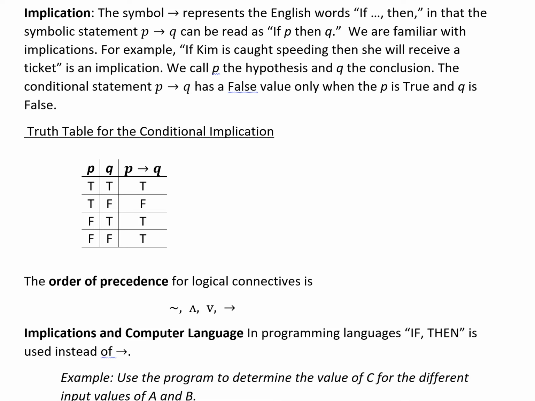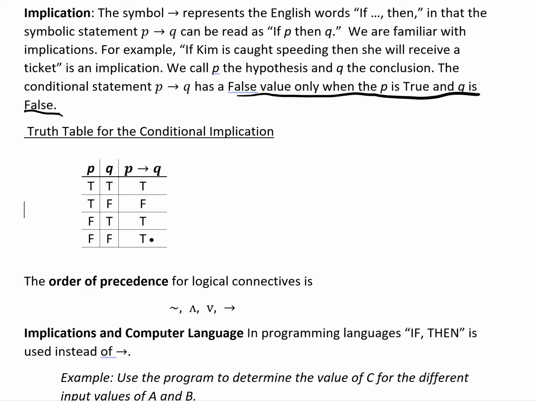In the truth table, we have our standard P and Q columns. In the first row for P implies Q, if P is true and Q is true, then we have true. If P is true and Q is false, then we have a false statement, because we only have a false value when P is true and Q is false. In the third row, P is false and Q is true. We automatically have a true, and if we have false, false, it's automatically a true.